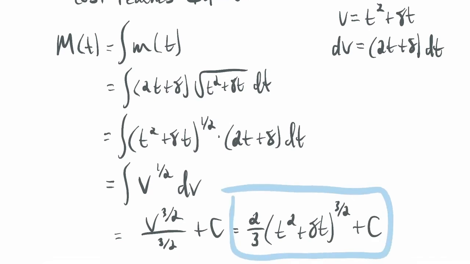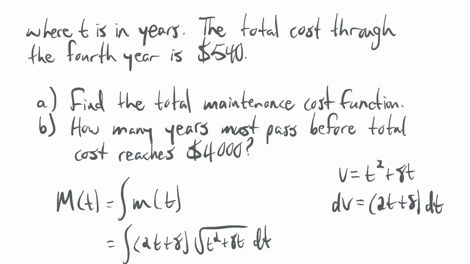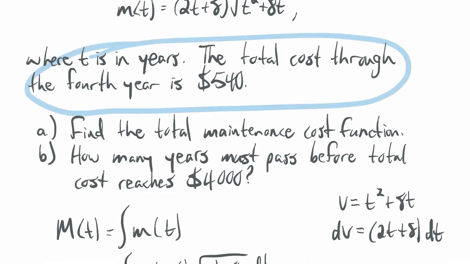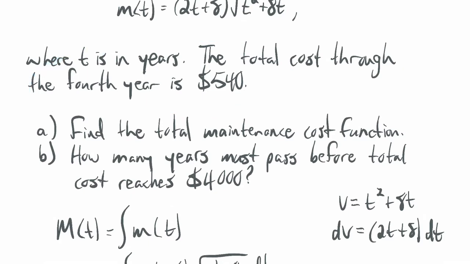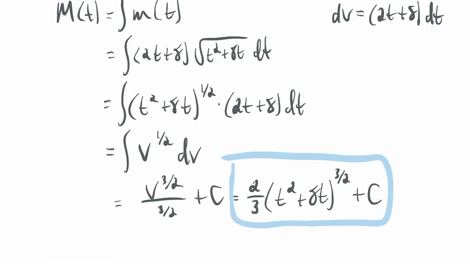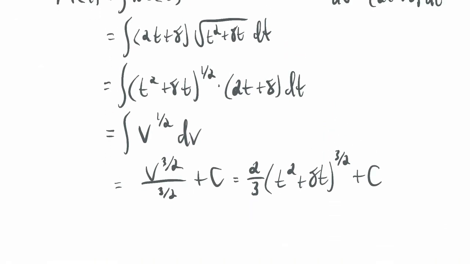Now, from this, I don't know what c is. What I have to do is use this value that I'm given. This is an initial value in that you have a starting point from the 4th year, but this is not when t equals 0. This is when t equals 4. When t equals 4, then the cost would be 540. So basically, I can write that over here. M of 4 equals 540.